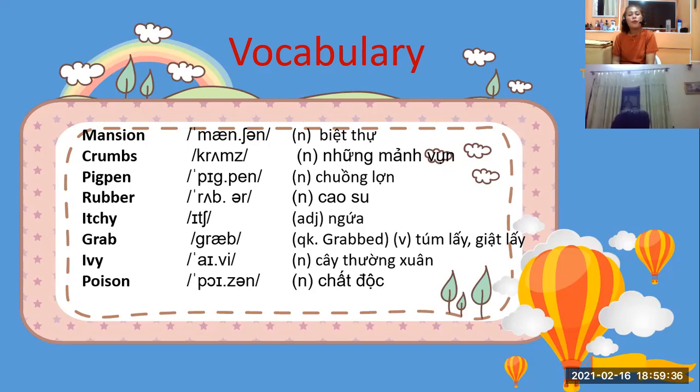Another one, we have crumbs. Do you know what crumbs are? Like bread crumbs. They are small pieces of something, like the bread, when it turns into crumbs. Do you understand? Crumbs. How about pig pen?